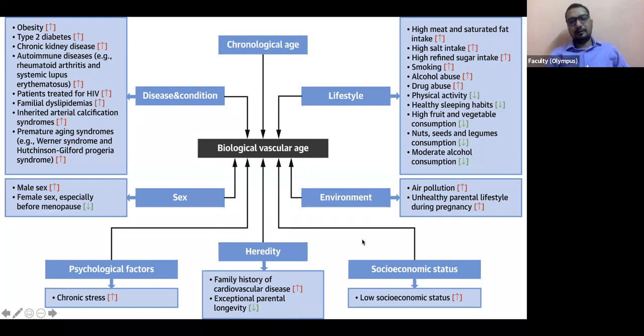Similarly, our environment, the fourth component here after chronological age, lifestyle, disease condition, is environment. Pollution. Do you live in a highly polluted area? Then biological age increases.